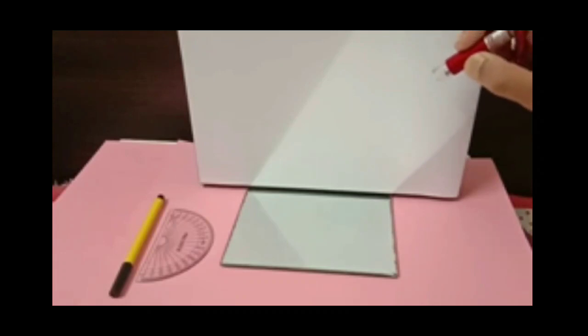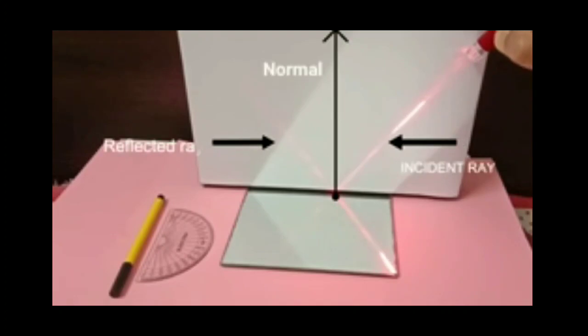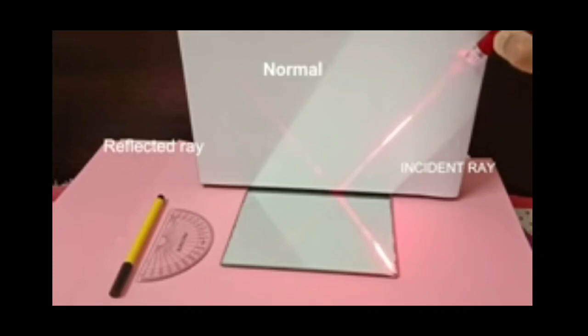So I'm shining the red laser from this side, and you can clearly see the incident ray and the reflected ray as well. So this is the incident ray, that is the reflected ray, and the normal is here, and you can see that all three lie on the same plane.